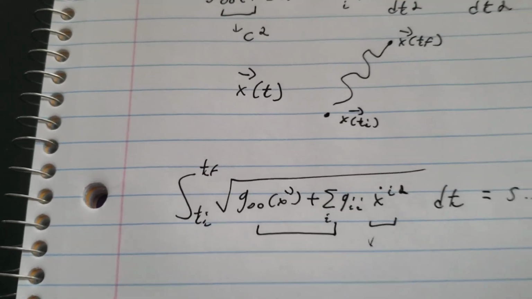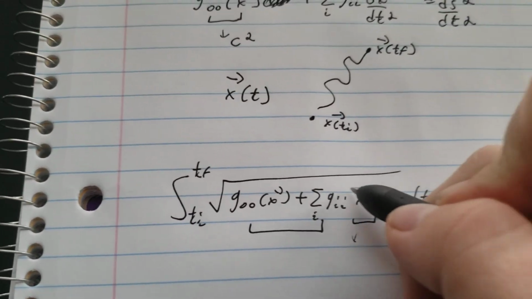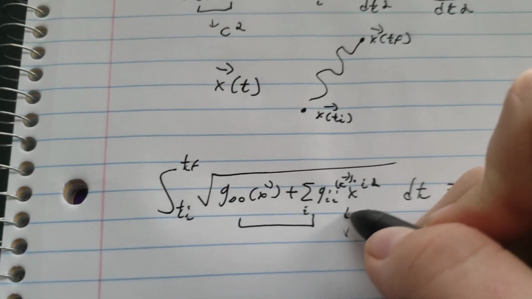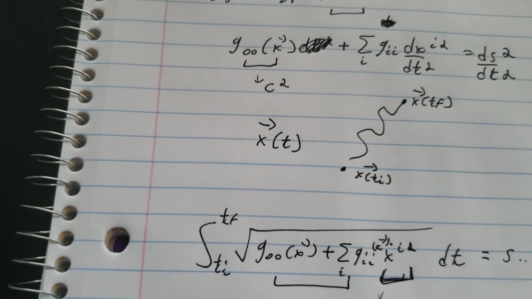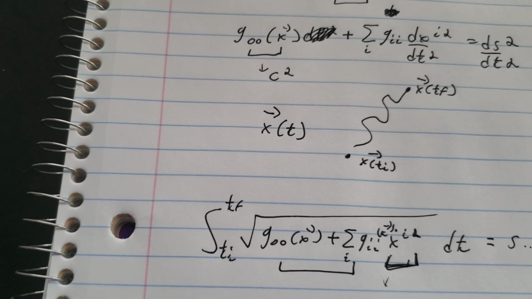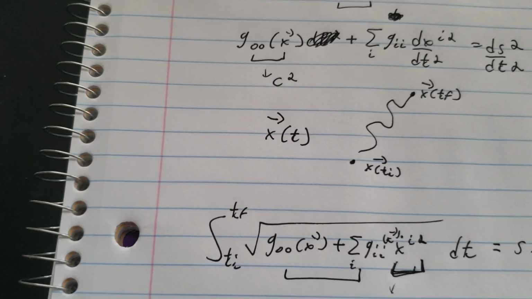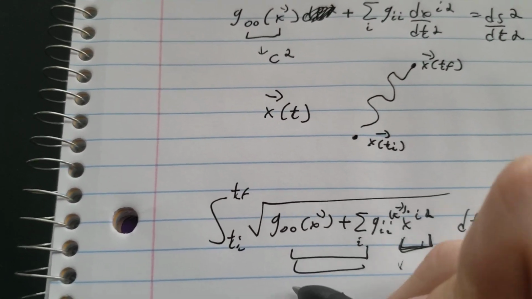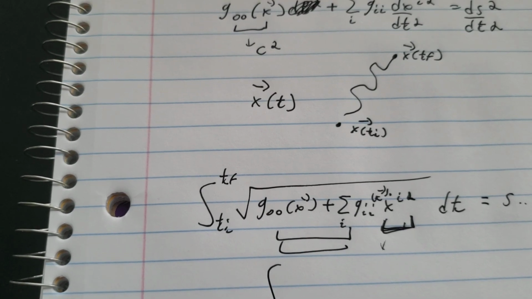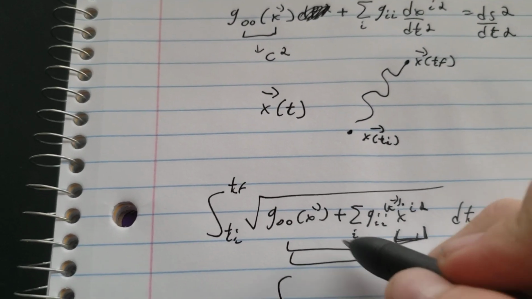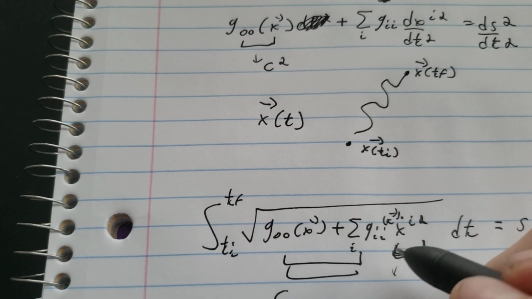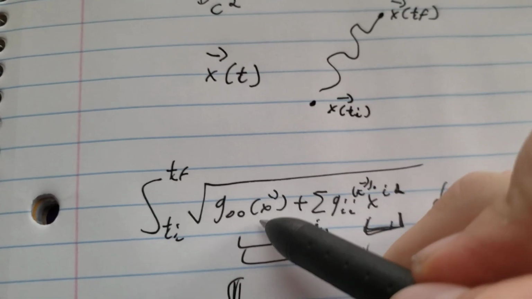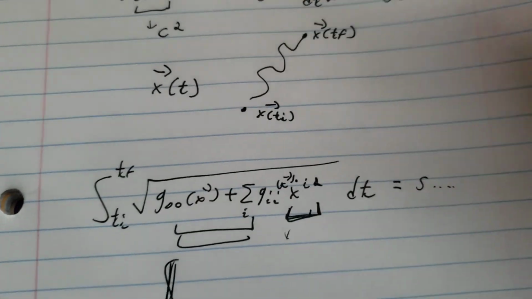But you notice that since these metric components just depend upon our positions and our velocities, we can write this more or less as a functional of the positions and the velocities here, assuming that there's no time dependence on the spatial positions.